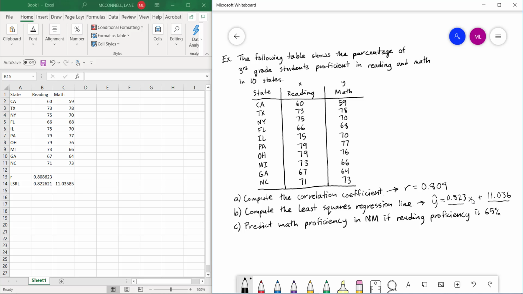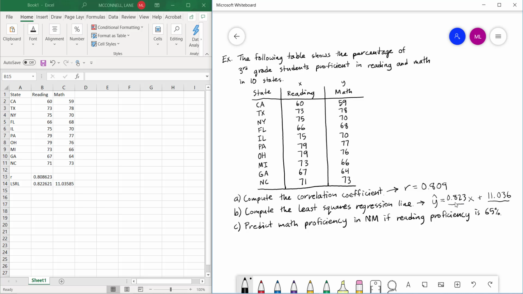So this is the line that would best fit the scatter plot for this data if we were to have a scatter plot of this data. The last thing we want to do is use the least squares regression line that we just came up with to predict math proficiency in New Mexico if the reading proficiency is 65%. So it's giving us a known value of the reading proficiency. And if I come back up to our table, reading proficiency is our x value. So basically, we have a known value of x, and we want an unknown value of y, right? What we want is the math proficiency, so a y value.